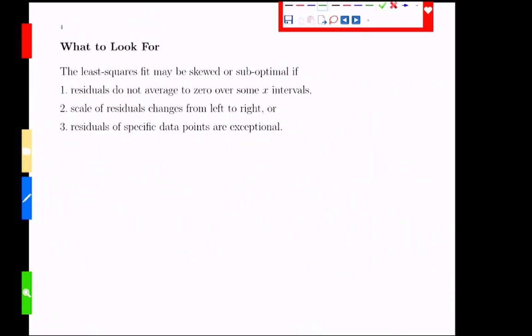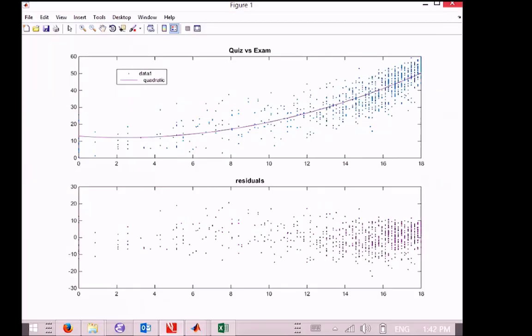So one of the things that we said, if we're looking at quality of the fit, is whether this is true or a problem for the linear fit to the quiz data. The scale of the residuals looks pretty much the same. If we look back at the plot, the vertical spread is roughly the same from left to right, so I'm okay with that.